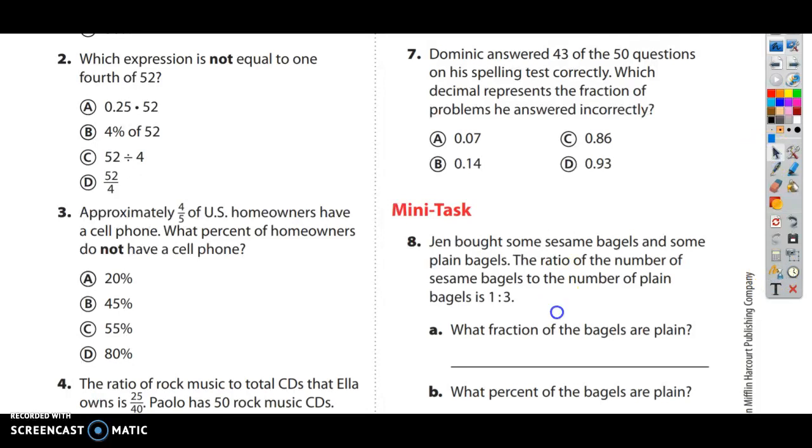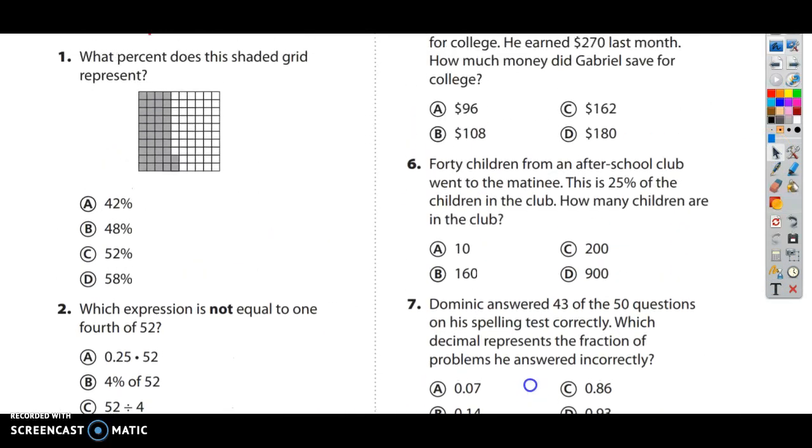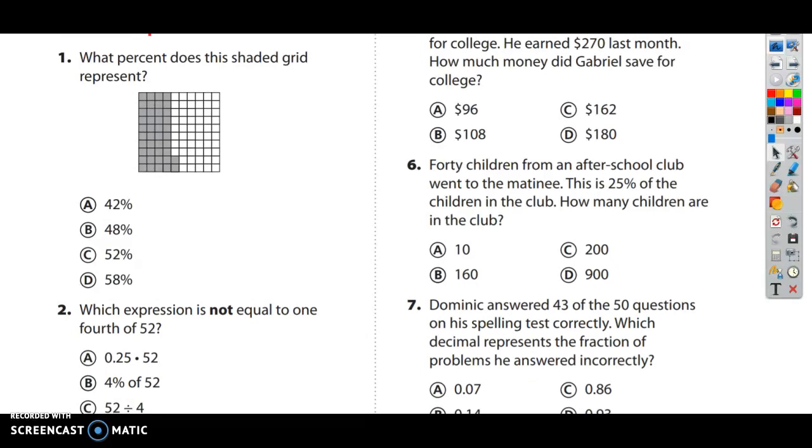Okay. All right, number 1 reads, what percent does this shaded grid represent? Well, this one's pretty simple because there's 100 squares here. So whatever is shaded is going to be out of 100. So we're just going to count by tens because these columns are 10 each. 10, 20, 30, 40, 1, 2. 42 hundredths. 42 hundredths is equal to 42%. The answer is going to be A. Let's move on.